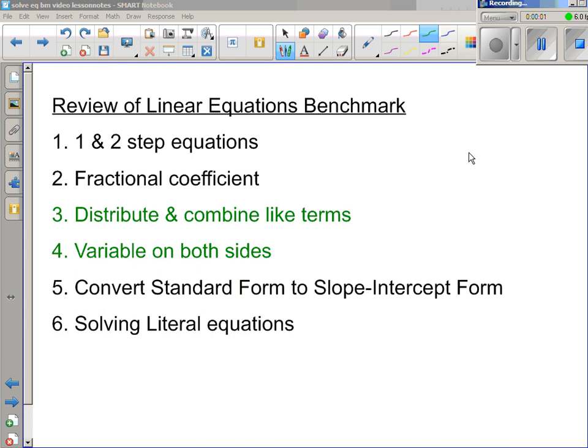Hello and welcome to our second lesson on the review of linear equations benchmark. In the previous lesson we covered one and two step equations and fractional coefficients. Now we throw some of that into slightly more complicated problems where we have an additional process with distributing a coefficient out in front and working with variables on both sides. I say these are slightly difficult because there's a little change in how we approach the problem.